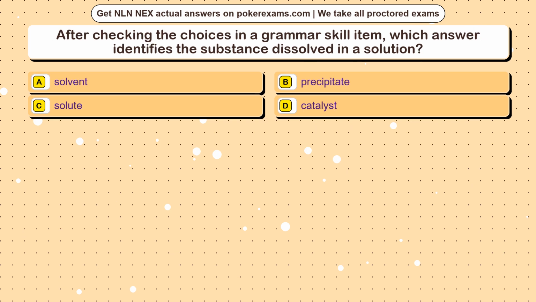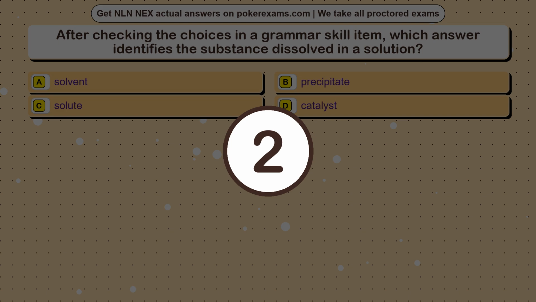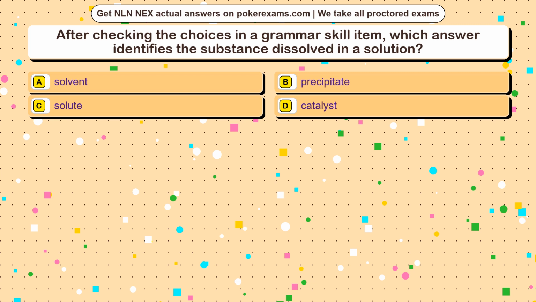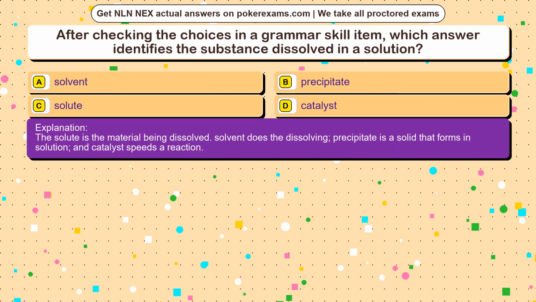Question 3. After checking the choices in a grammar skill item, which answer identifies the substance dissolved in a solution? Option A, solvent. Option B, precipitate. Option C, solute. Option D, catalyst. The correct answer is option C. The solute is the material being dissolved. Solvent does the dissolving. Precipitate is a solid that forms in solution, and catalyst speeds a reaction.